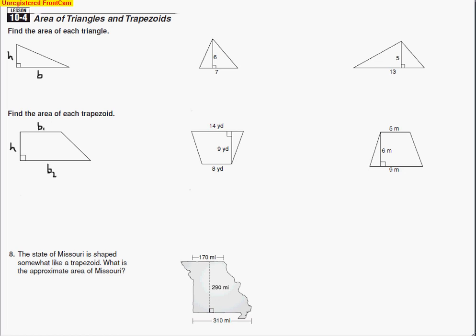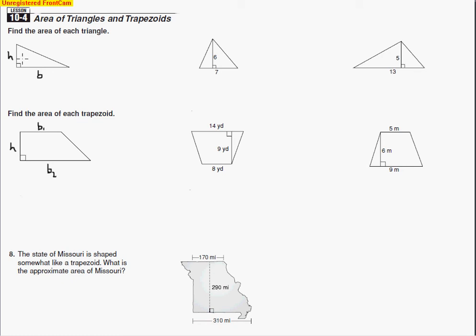In Lesson 4 of Chapter 10, we're going to deal with area of triangles and trapezoids. So let's see where the area formulas come from. Well, here's a triangle, and you see how we have this right angle symbol. We need the right angle symbol to use this formula.